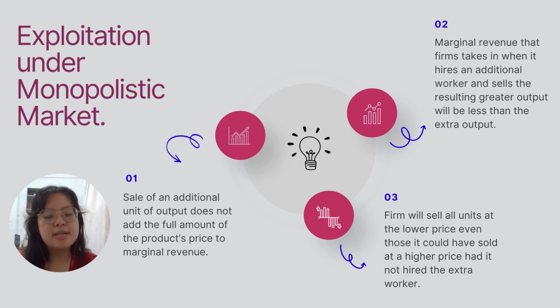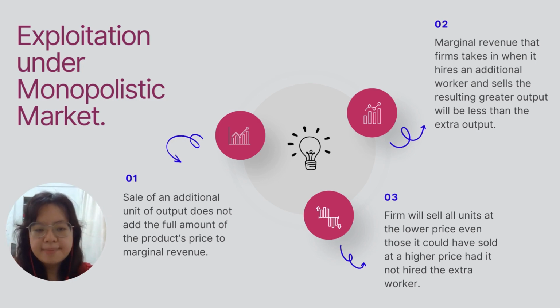This happens because in a monopolistic market, when a firm increases its sales by one unit, it must lower the price of all other units sold to stimulate demand. As a result, the revenue gained from selling an additional unit, known as the marginal revenue, is less than the price of the product itself.